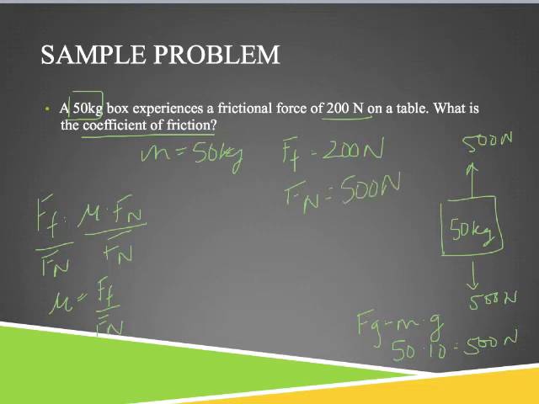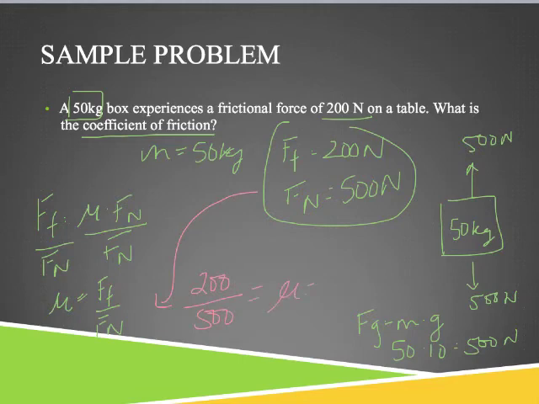Okay, so that means if we take these back over here, our force of friction is going to be 200 over 500 for the normal force, which means mu is 0.4. Now, I know I didn't point this out explicitly before.